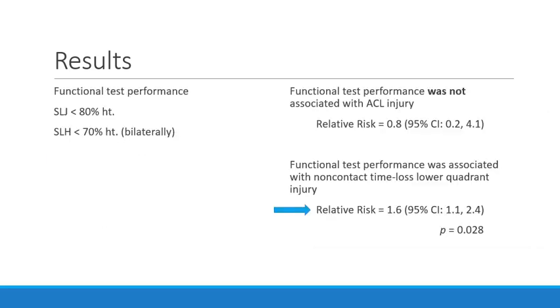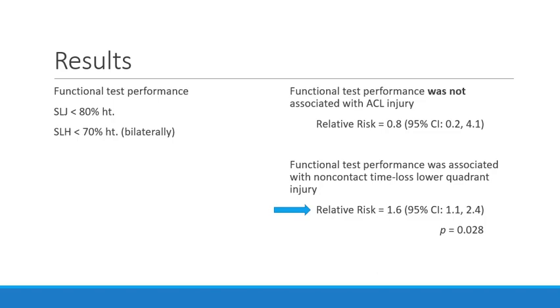Now looking at functional test performance. Individuals with lower scores, meaning standing long jumps below 80% of their height and single leg hops below 70% of their height, were analyzed. Those were the at-risk individuals. And individuals with lower functional test performance were not at a greater risk of having an ACL injury.